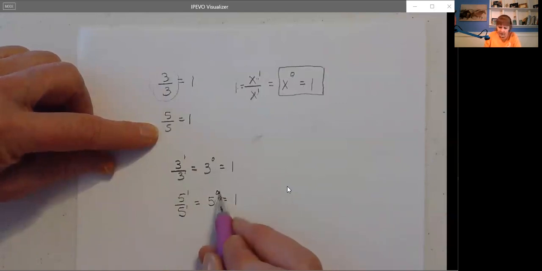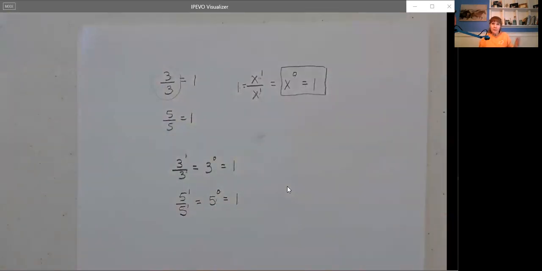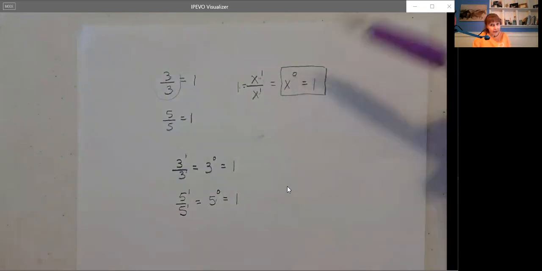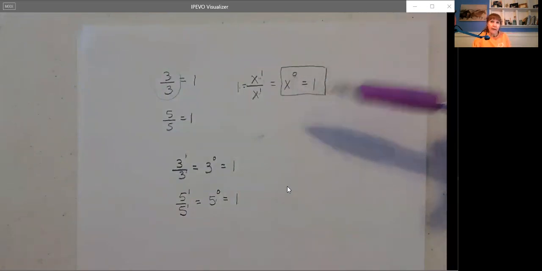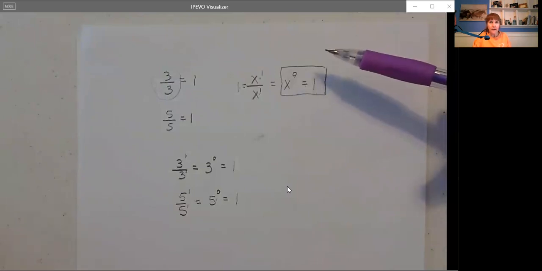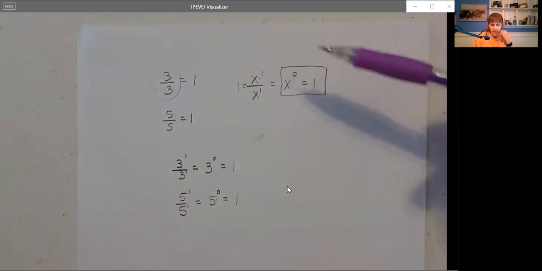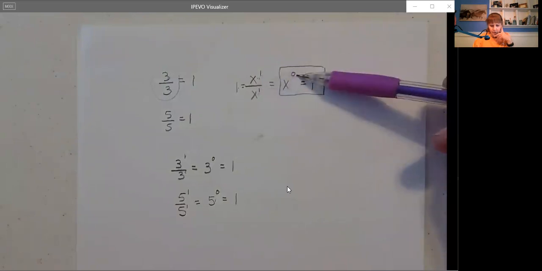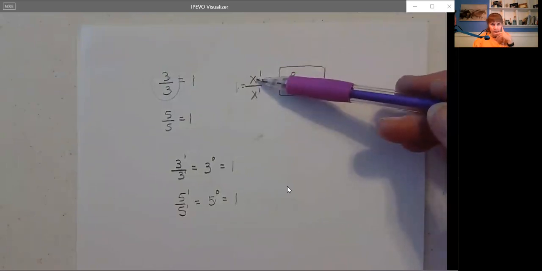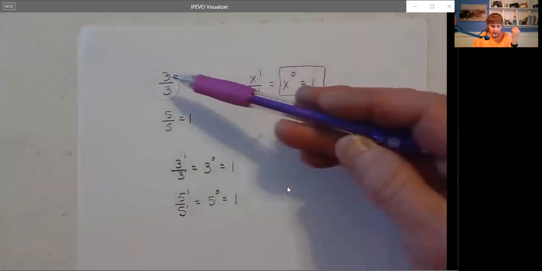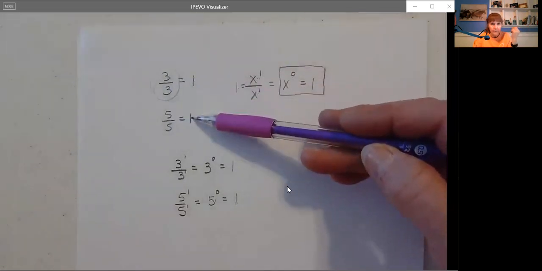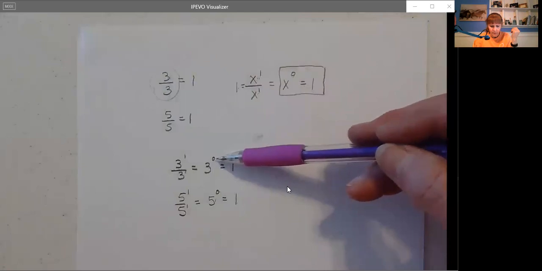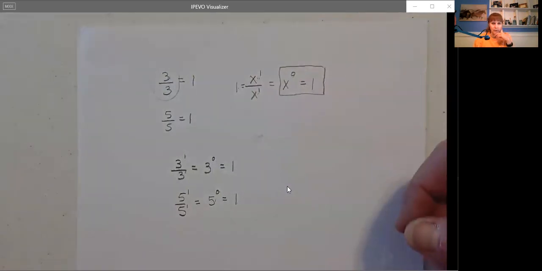So anything to the 0 power is going to be a 1. And it's just something you can remember. I just thought maybe if you knew why and where we got that idea, it might make it easier to remember that anything to the 0 power is 1. Because when you subtract these exponents, you get a 0. And yet we know from past experience that all of these are equal to 1. Therefore, anything to the 0 power must be equal to 1.